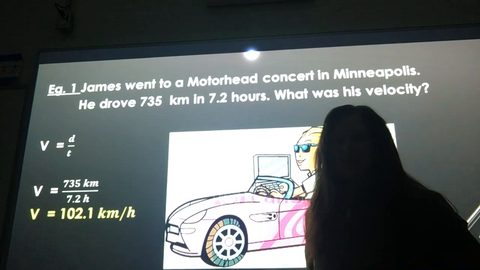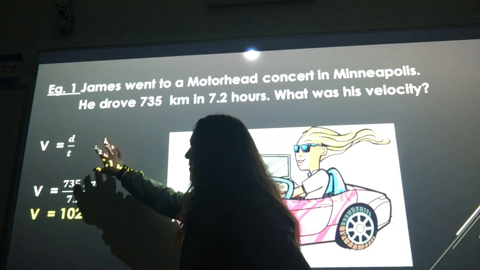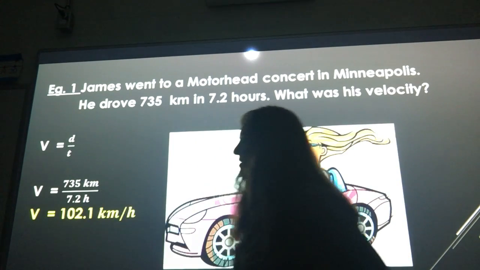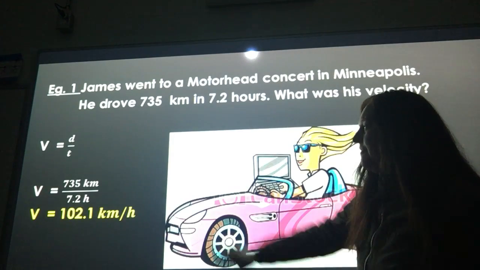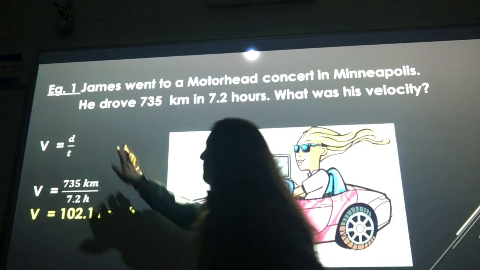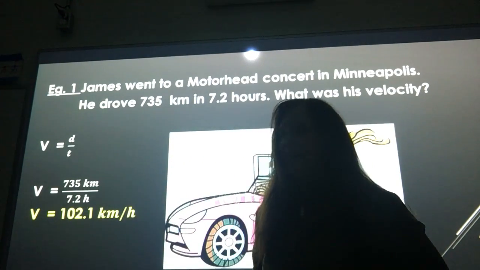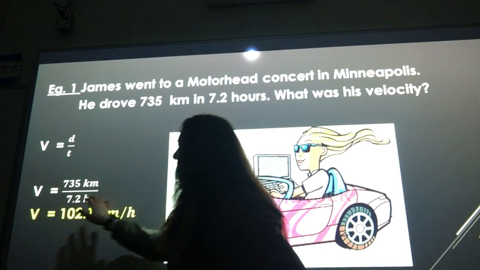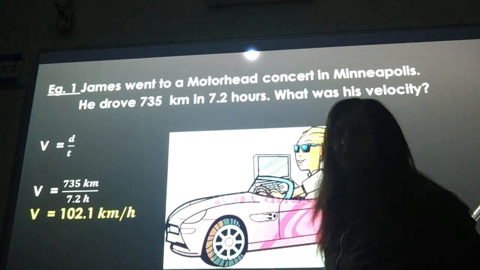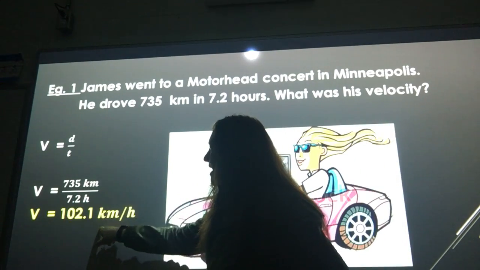Especially if you're going into physics, it's good to get into the habit of always writing out these 3 steps and always including your units with your values, even in the intermediate steps. So step 1, the formula, velocity is distance divided by time. Step 2, insert the values. The distance is 735 kilometers, the time is 7.2 hours. And then you just divide.